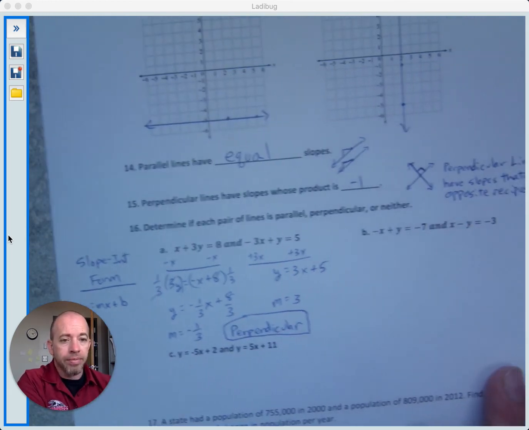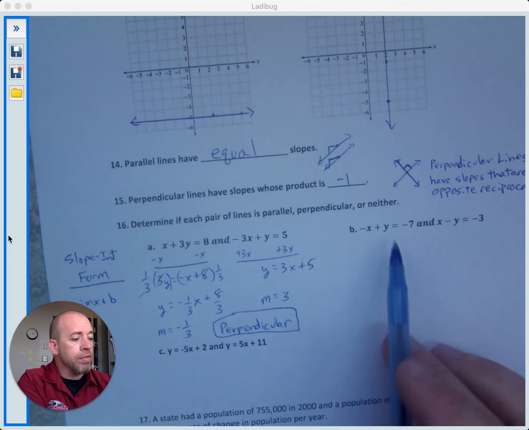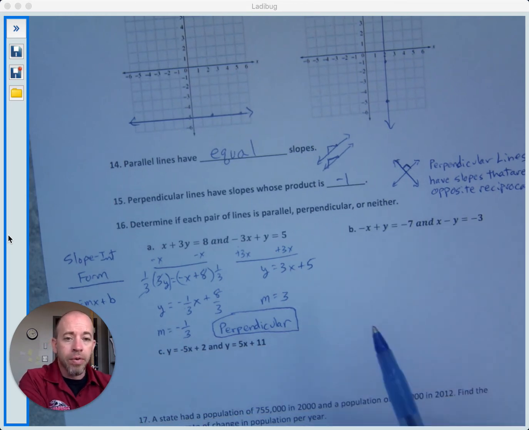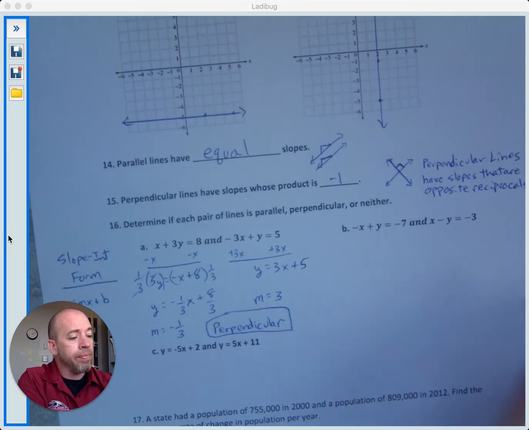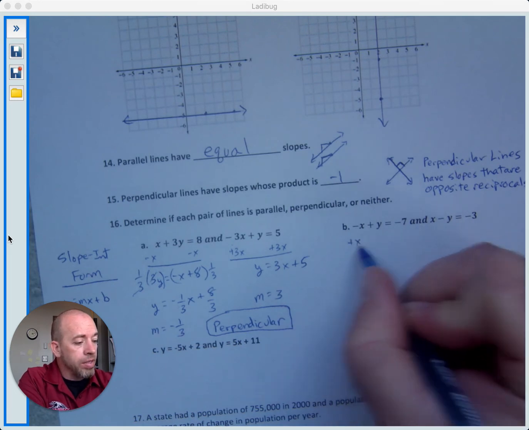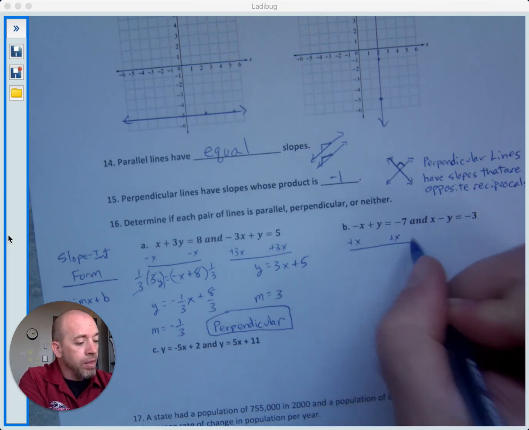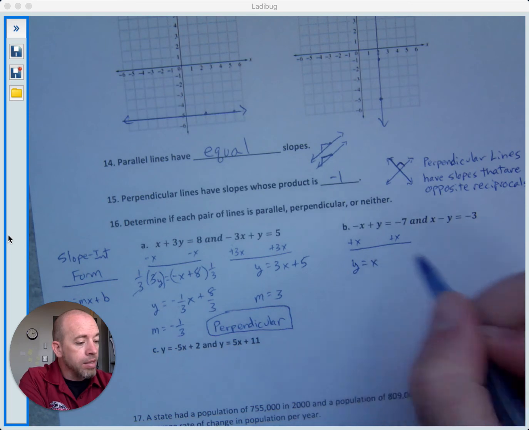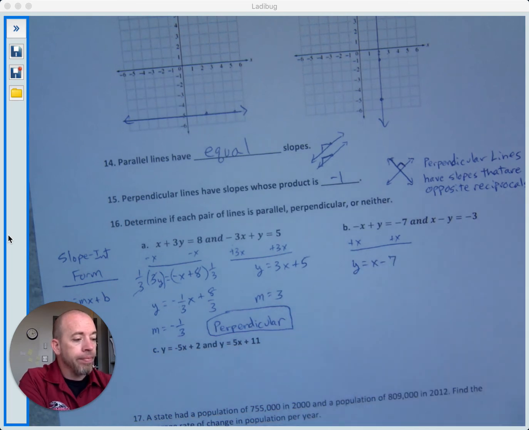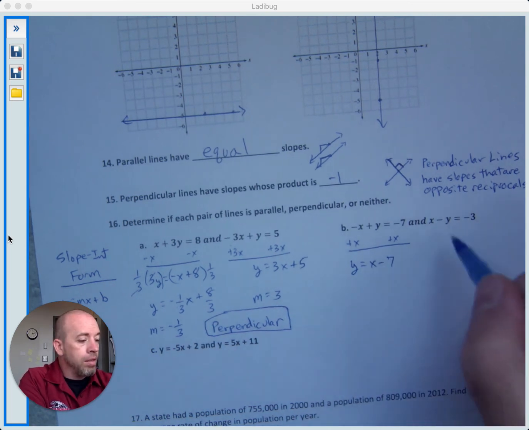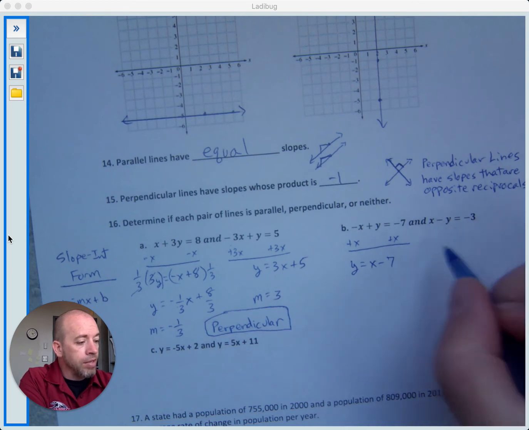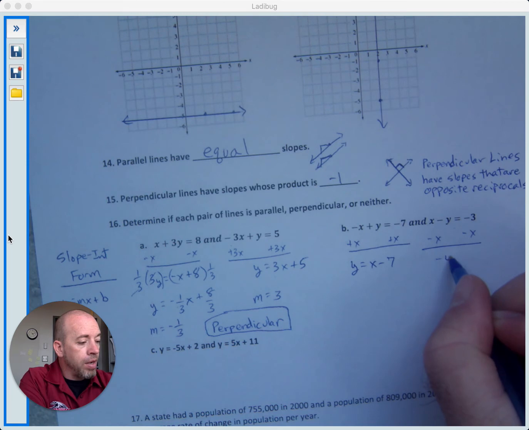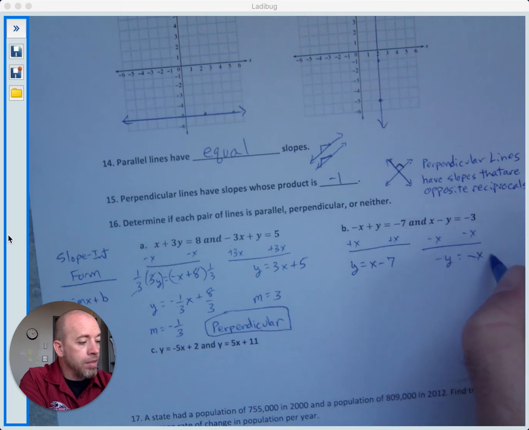Let's look at the next one. Again, we have two equations of lines that are not in slope-intercept form. Let's put them in slope-intercept form. Here I'm going to add x to both sides. We get y is equal to x minus 7. Here I'm going to subtract x from both sides. I get negative y equals negative x minus 3.